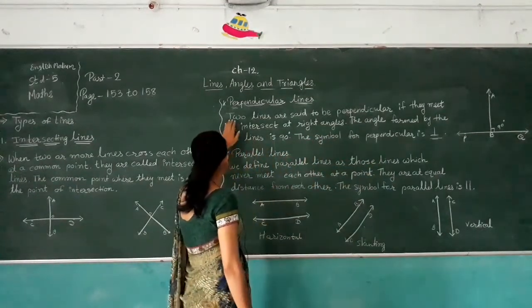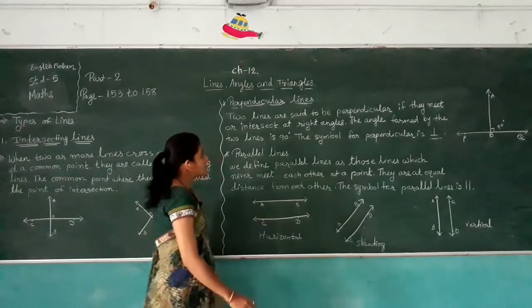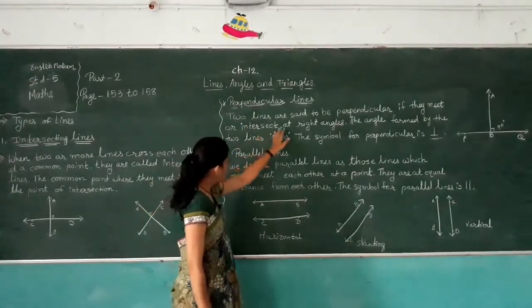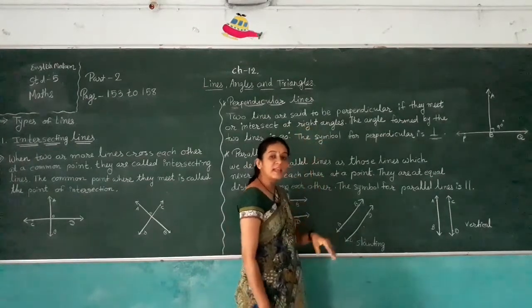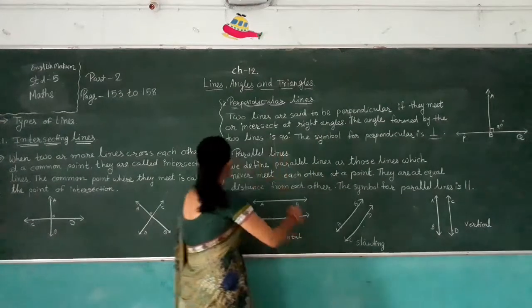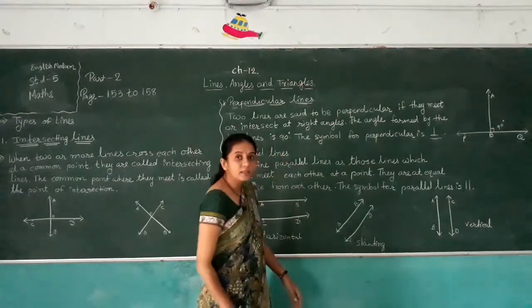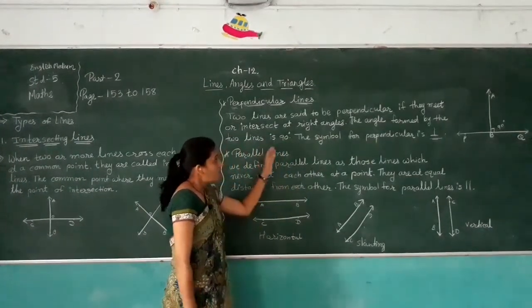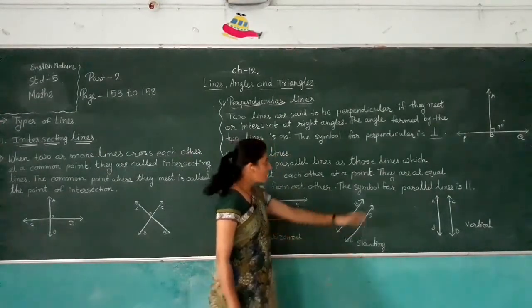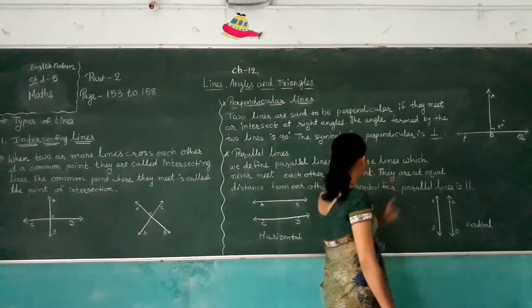Let me repeat it one more time. Two lines are said to be perpendicular if they meet or intersect at a right angle. The angle formed by the two lines is 90 degrees. The symbol for perpendicular is this.